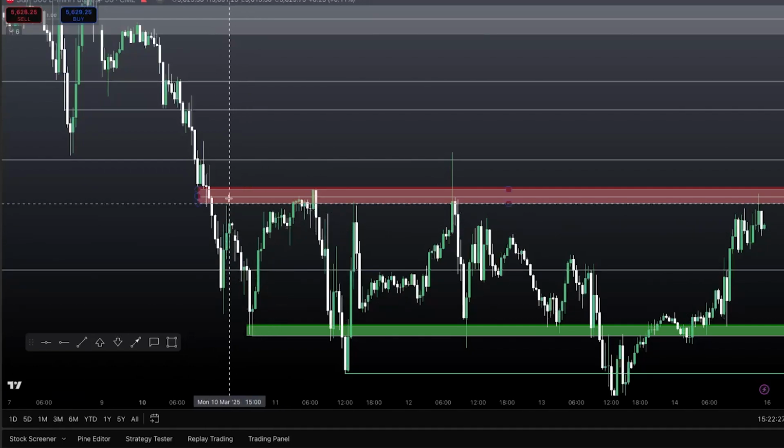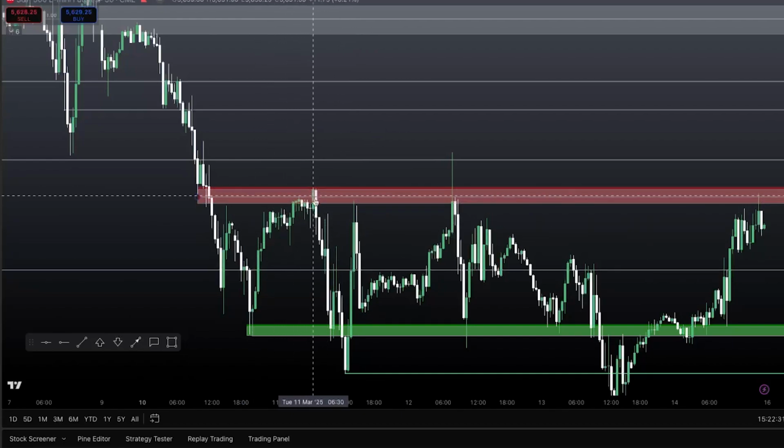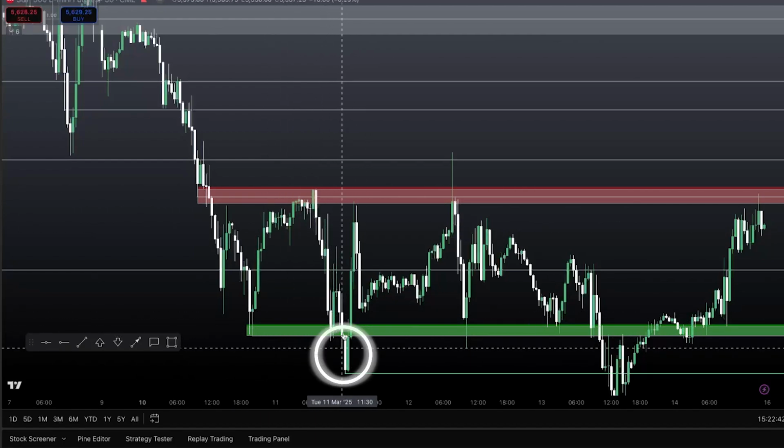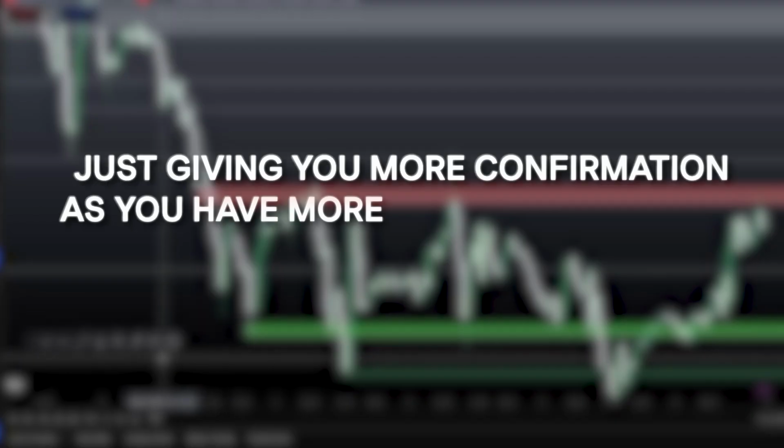As price continues to respect the edges of this range, you see we have another test that's rejected and sends it all the way back down towards the range lows. So this gives you a little more confirmation that this area is the range high for this new basing range, and this area also still respecting support, getting reactions and bounces here at the range lows, just giving you more confirmation as you have more price to deal with.